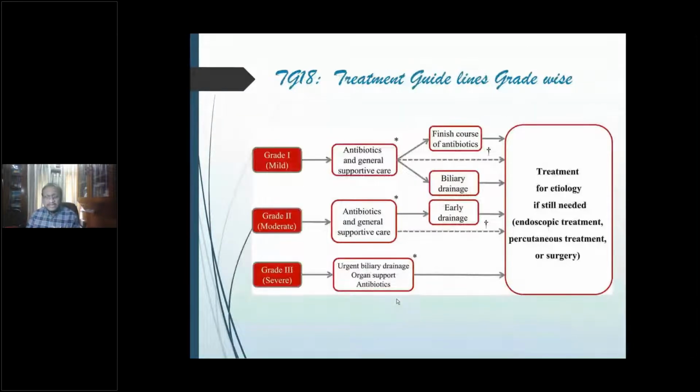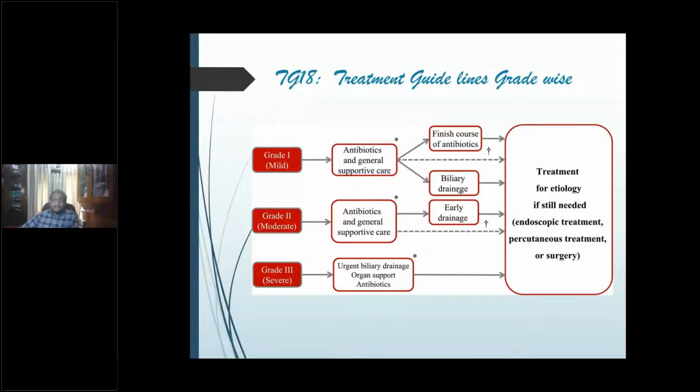Now, as I said earlier, these Tokyo guidelines are number one prognostic and number two therapeutic also. So as a prognostic tool, it tells you if you've got multiple organ failure or involvement, the chances of morbidity increase and chance of mortality also increases. So if you have grade 1 mild, then antibiotics and general supportive care would more or less suffice. You finish the course of antibiotics and then you treat the etiology. If it's still needed, go ahead and do it. If you find that the antibiotics are not responding fully, then you need to go in for a biliary drainage, right? You have to drain the infected one.